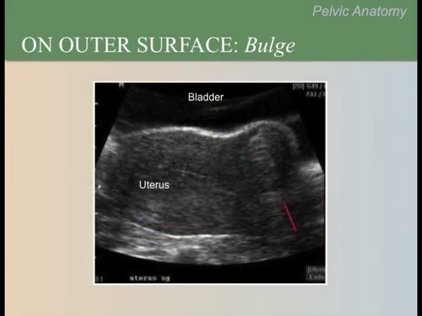In the sagittal scan of the uterus, we see a bulge on the lower anterior wall of the uterus. This is a fibroid that is located mainly on the outside of the uterus, but a part is also in the endometrial lining.